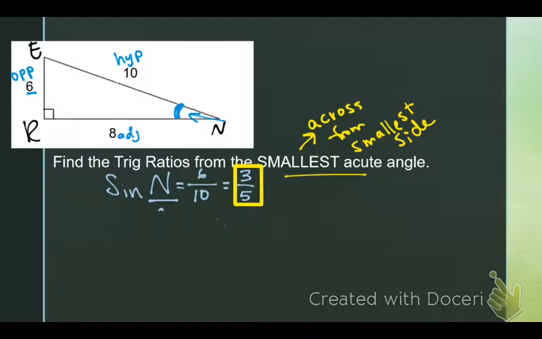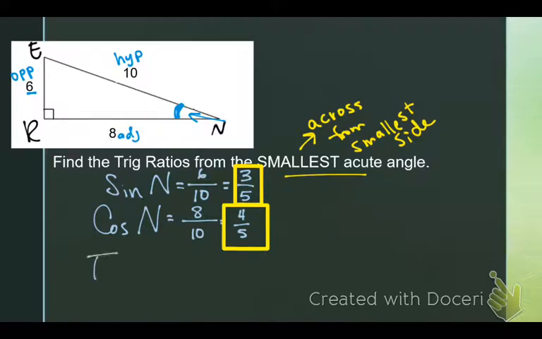We're going to move on to cosine. I'll explain why you're doing this in a minute and what this means. So cosine from what angle? N, the smallest acute angle. It's going to be from N as well. So cosine, this is the one everyone gets wrong. It is adjacent over the hypotenuse. So what is the adjacent? 8, and the hypotenuse is 10. This reduces to 4/5.